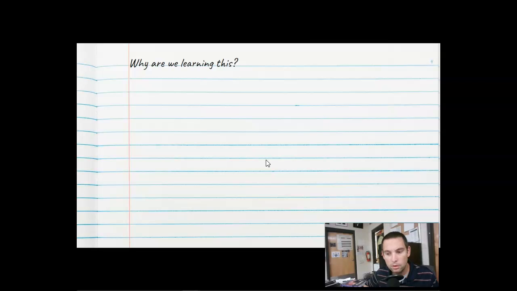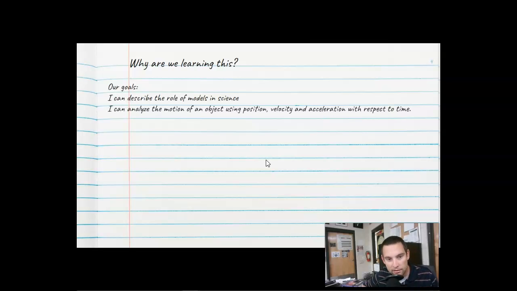And why are we doing this? What are the goals of this? Number one, by the end of this, you should be able to describe the role of models in science, and you should be able to analyze the motion of an object using position, velocity, and acceleration with respect to time.